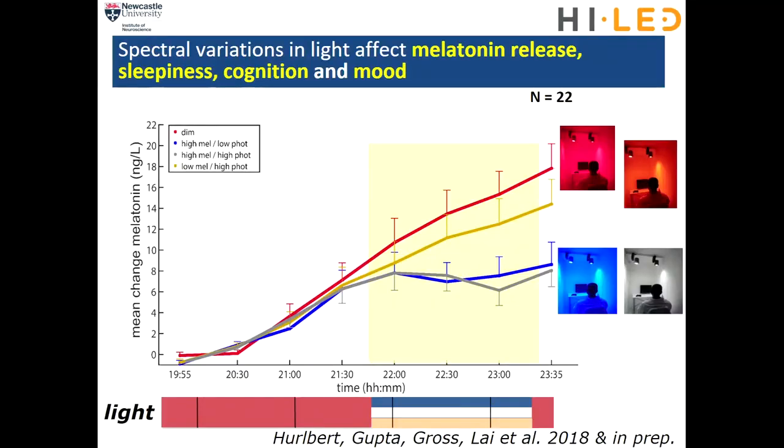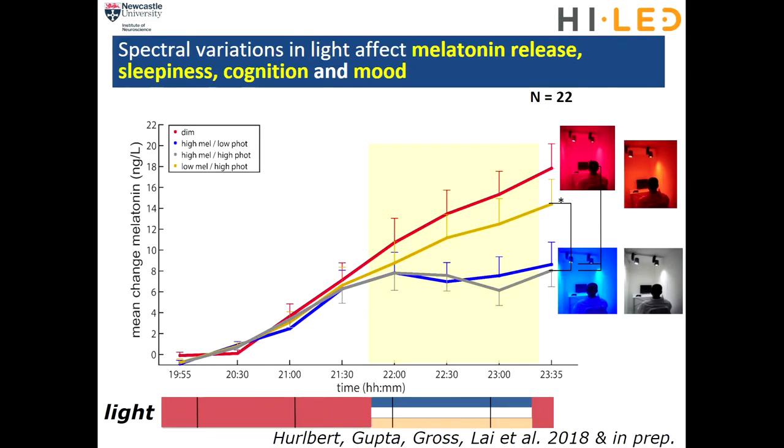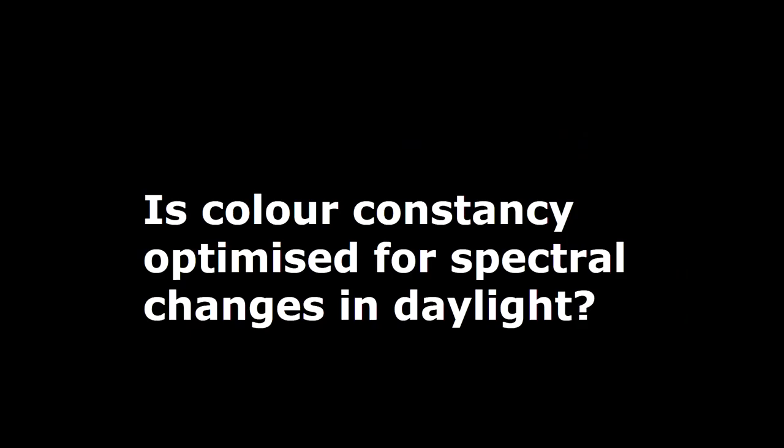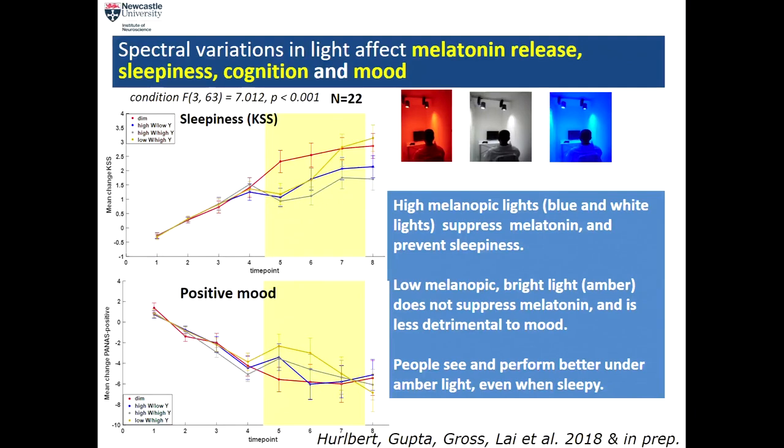And with these lights, for example, we've shown that with different spectral variations in light, we can affect the release of melatonin, we can affect sleepiness, cognition, and mood. And I did say I wanted to just spend 1 minute on this. I'm really racing through this, but I just wanted to give you the take-home message, which is that blue and white light at night equally suppress melatonin and suppress sleepiness, but amber light does not suppress melatonin, even though it's very bright, and allows sleepiness to be resumed at night.